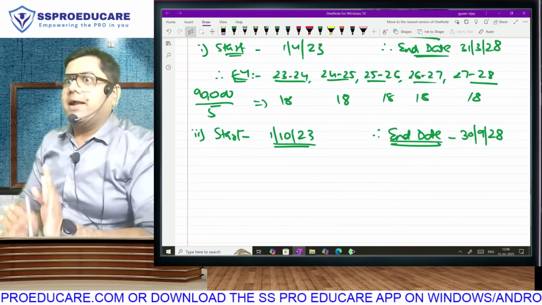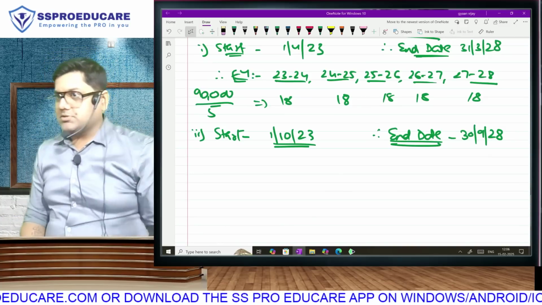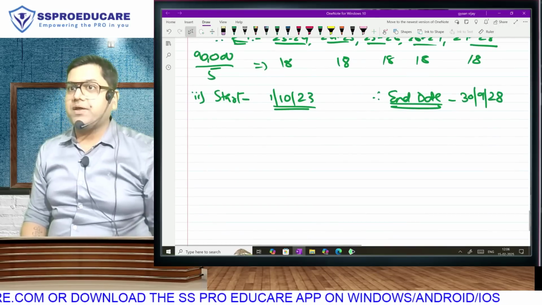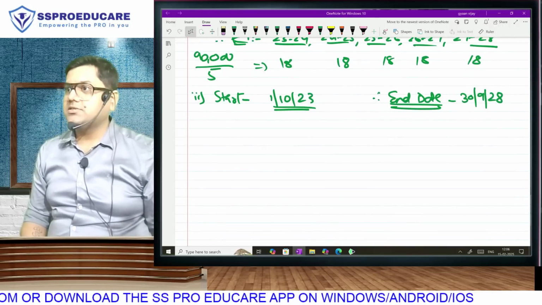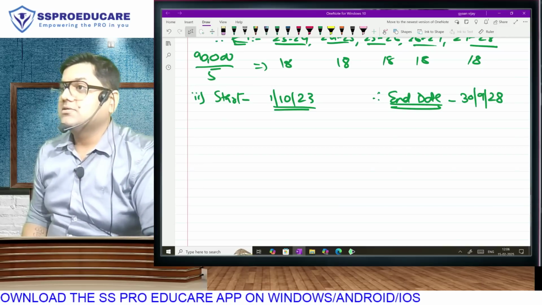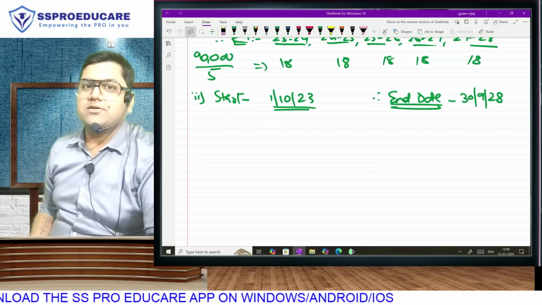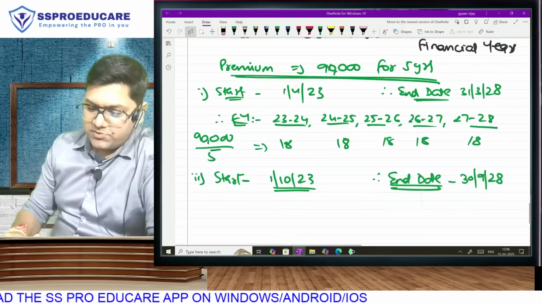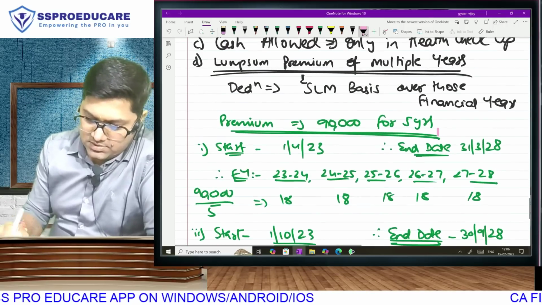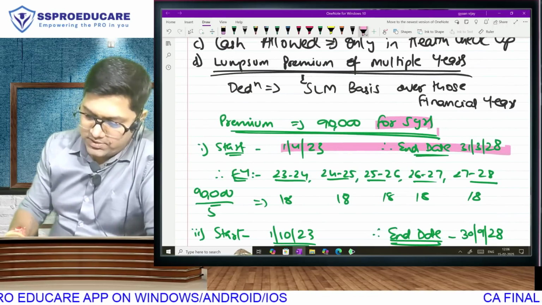You understand, the end date will also shift by 6 months. Was this also 5 years? Example 1, this is also 5 years. Only the start date has changed. Once again, what do I have to do? Total 90,000 divided by years. How many years? Sir, this was 5.